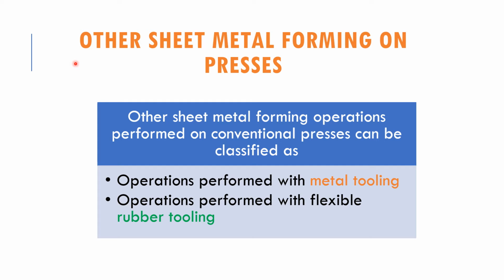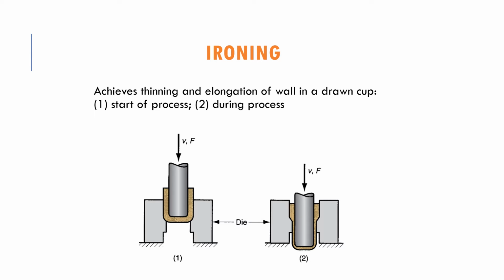Now, let us look into the other sheet metal forming operations performed on the press. They can be classified into two: operations performed with metal tooling, and operations performed with flexible rubber tooling. The first one is ironing. What is ironing? It is a process where we thin the wall of the cup and also elongate the wall. If you look into the process here, this is the normal deep drawing, and then it does not stop here.